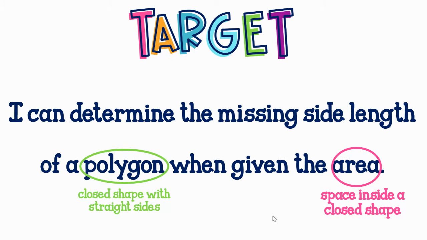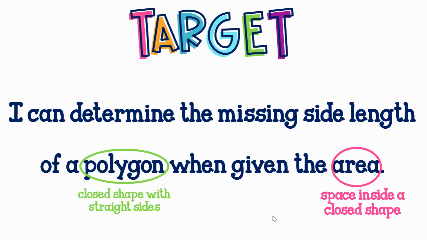A real-life example would be if you were trying to figure out how many square tiles you would need to cover your kitchen floor. You would line up those tiles side by side, edge to edge, without any overlapping or gaps, and it would cover the entire inside space of your floor. And that would be an example of area.